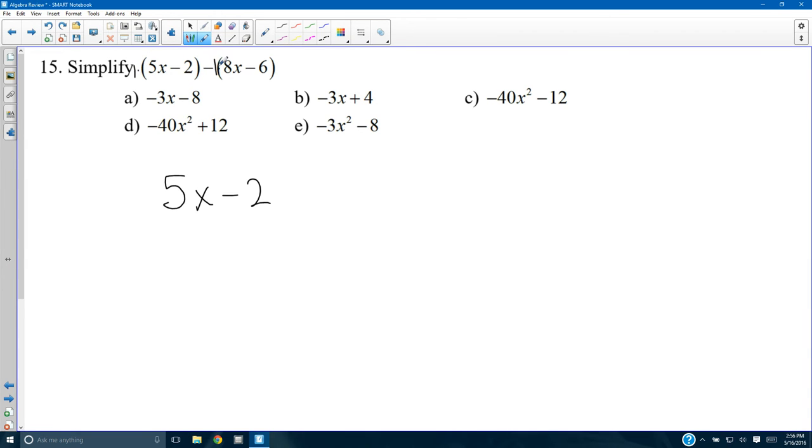But this quantity is being multiplied by negative 1, if you think about it. So you distribute a negative 1 into here. Negative 1 times 8x is negative 8x. I think most people get that one. What they forget is this negative 1 also gets multiplied by this negative 6. This becomes a plus, not a minus.